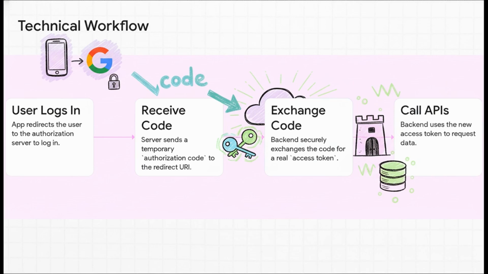Your app sends you over to Google to log in. Google then sends you back to the app with that temporary one-time use code. Now here's the crucial part. The app's backend, that secure backroom, takes that code and privately talks to Google to swap it for the real powerful access token. The token itself is never exposed out in the open.